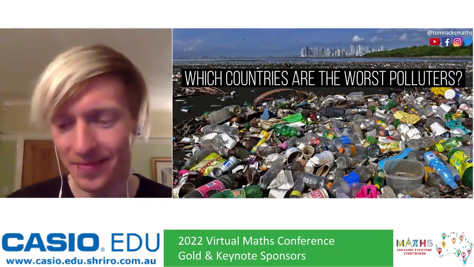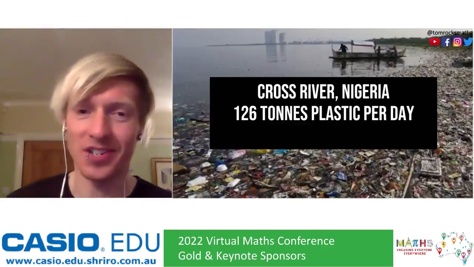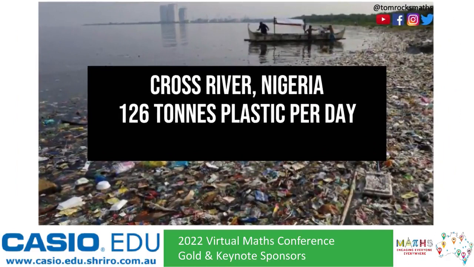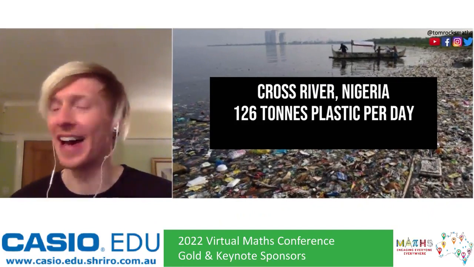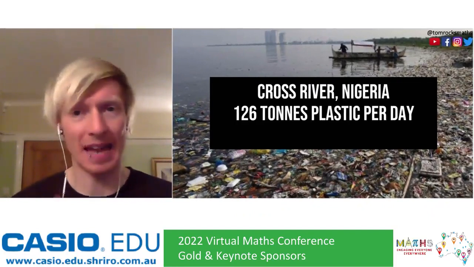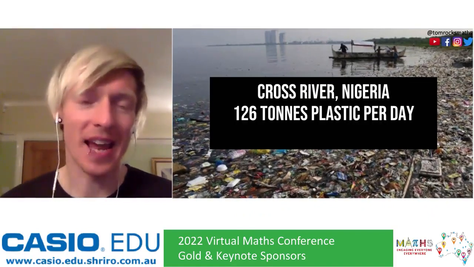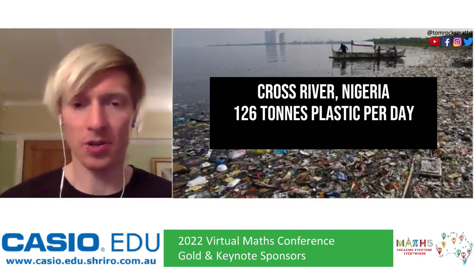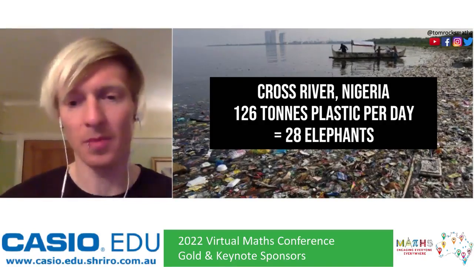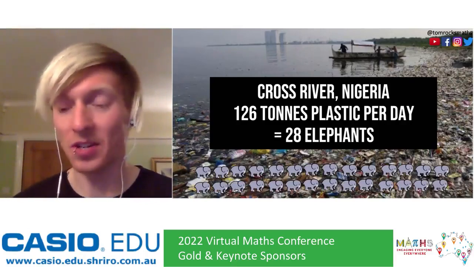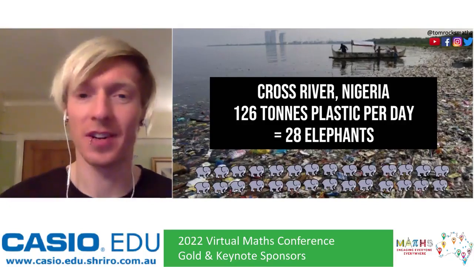So in 3rd place, we have the Cross River in Nigeria, where 126 tons of plastic per day is deposited into the ocean. Now, as I said, we're going to have some fun with units. What we're going to do here is represent this in terms of number of elephants. The average weight of an elephant is 4 tons. So just from this single river in Nigeria, approximately 28 elephants worth of plastic, which is this number of elephants on the screen, enters the ocean every day. Now, this is only the 3rd worst. So we've got 28 elephants from the Cross River in Nigeria.